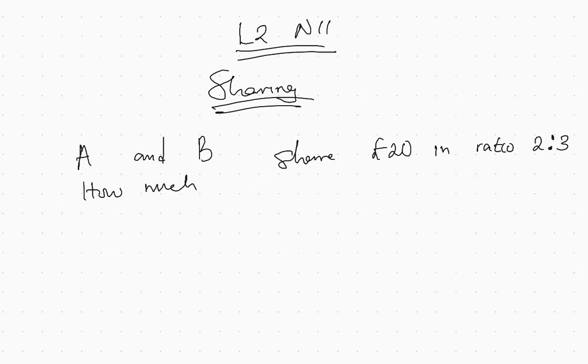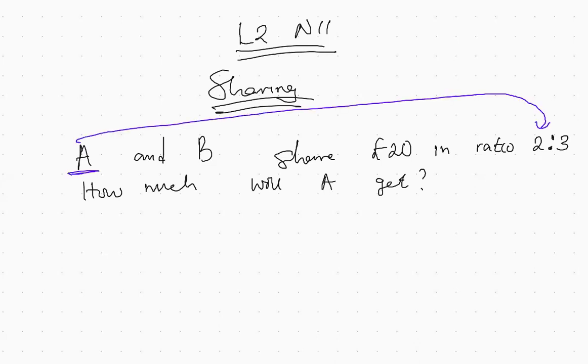So when you see things like this, A and B share 20 pounds in ratio 2:3, that means that you wrote A first. So A is going to be 2 and B is going to be 3, respectively. Just know that the first name they wrote is going to be the first ratio. The second name is going to be the second ratio. That is it.